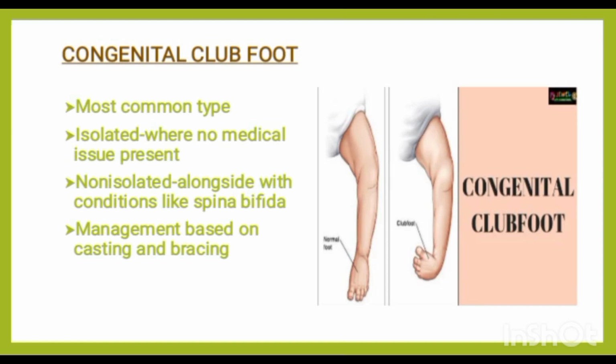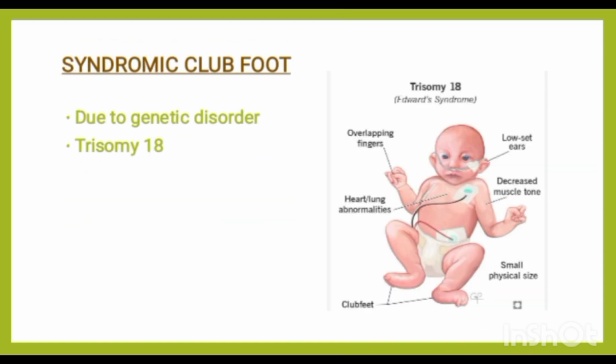Second is congenital clubfoot, and it is the most common type. There are two categories in congenital clubfoot: isolated and non-isolated. Isolated is where there is no other medical condition present except the clubfoot, and non-isolated is where some other medical conditions are also involved, like spina bifida, and management is based on casting and bracing. Next is syndromic clubfoot, which is due to genetic disorders, for example trisomy 18, as we have discussed.